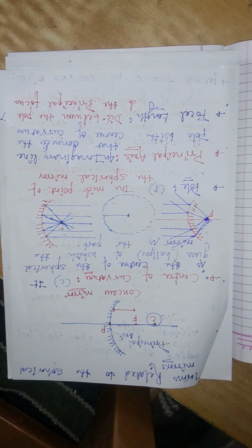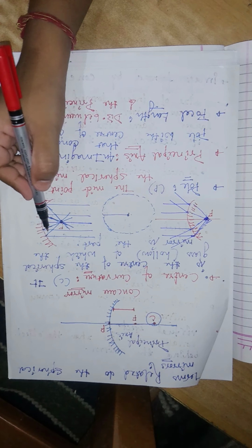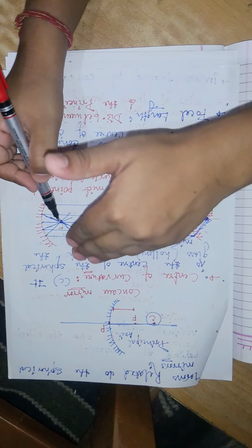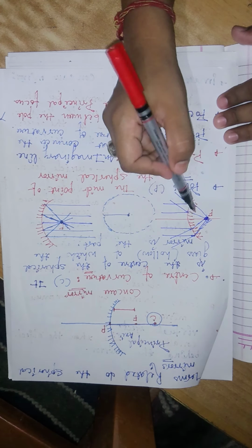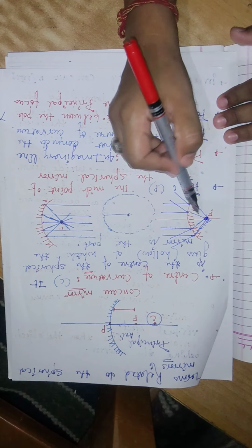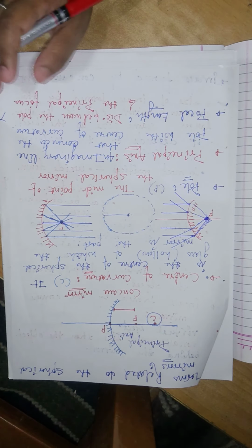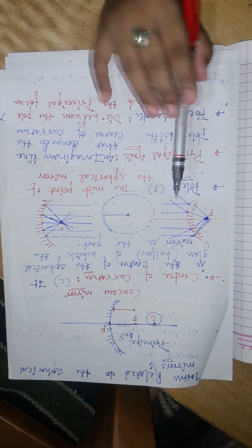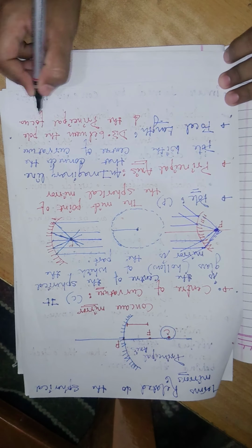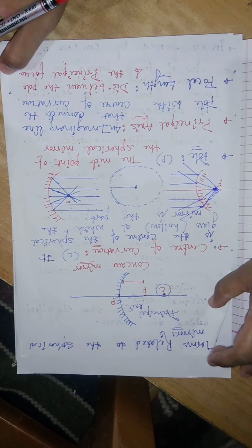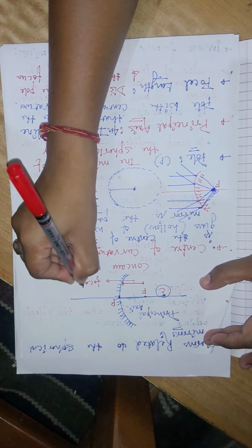So in case of the concave mirror, when the rays of light are parallel to the principal axis, they pass through a point, and in case of the convex mirror, they appear to be coming from a point. This is known as the principal focus. The distance between the principal focus and the pole is termed as the focal length. So this very part is the focal length.